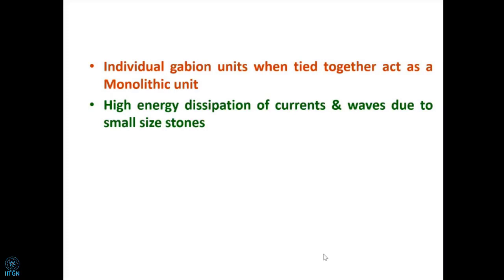And individual gabion units can be tied together, so they form a monolithic system. On a very long coast, even if there is a concentrated stress on one particular area, let us say 50 meters or 20 meters, because they are all integrated and connected together, the entire force can be transmitted to the entire stretch. So that's a great advantage.